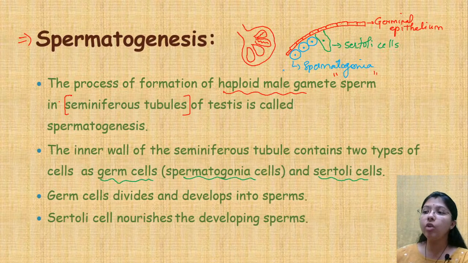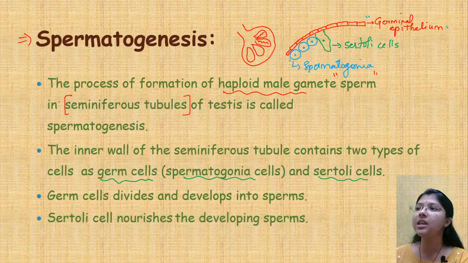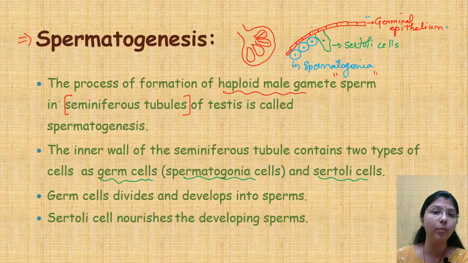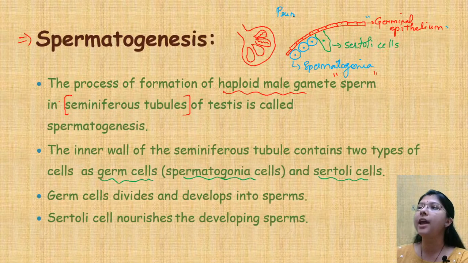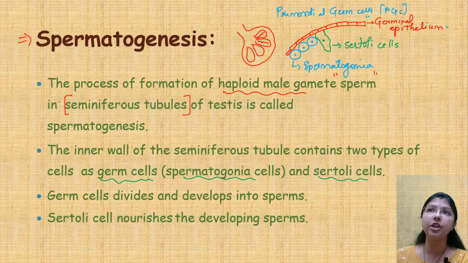Now, during puberty, these germinal epithelial cells which you see here are going to divide by mitosis to form many cells called the spermatogonia cells. Initially, at the age of puberty, the germinal epithelium cells are also called the primordial germ cells, PGC. These primordial germ cells undergo mitotic cell division to form these spermatogonia cells. And the Sertoli cells will be present along with these spermatogonia cells in between.